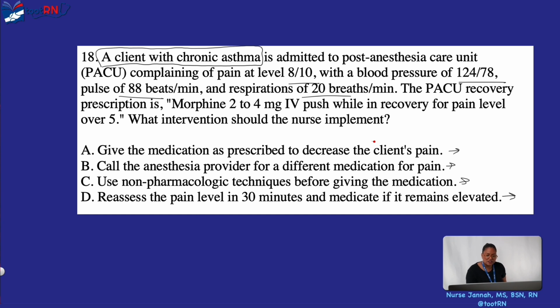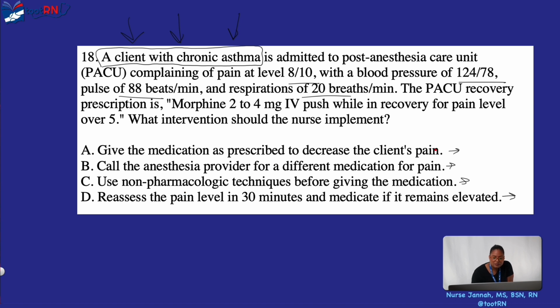A says, give the medication as prescribed to decrease the client's pain. That seems simple to me, right? But what we know with our toolkit items is when we see these client descriptors, remember, we're looking for something that is specific to this client. Otherwise, it is not important to know this person has chronic asthma. Why? Who cares? What does that have to do with the pain, right? So there's a reason why client descriptors are in the question. Make sure that you keep that top of mind.